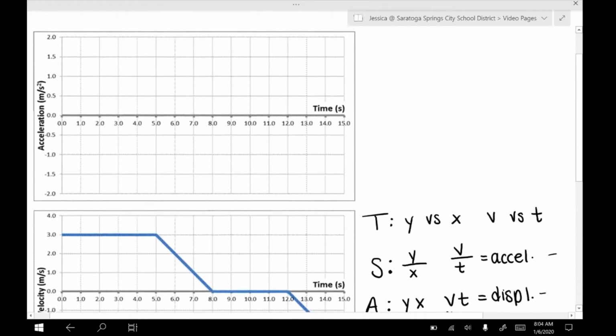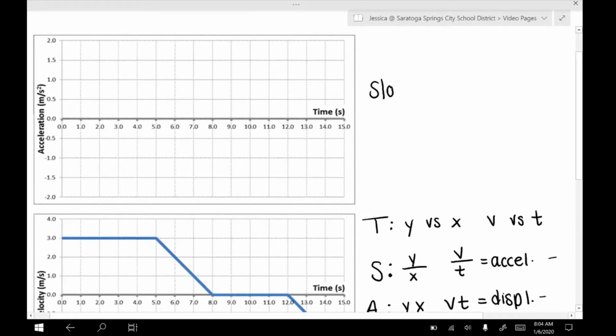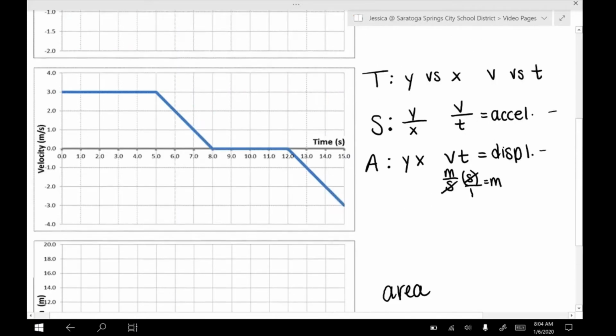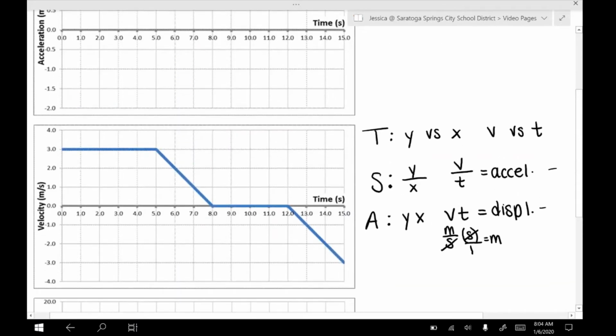So to fill in the acceleration versus time graph, we're going to use the slope at any particular second. And for the position versus time graph, we are going to look at the area at any particular second. So let's do the slopes first. It looks like from 0 to 5 seconds, we have this nice horizontal line which represents a 0 slope. So for us, that would represent an acceleration of 0 meters per second squared. So I can fill that in. It's going to lie right on the origin.